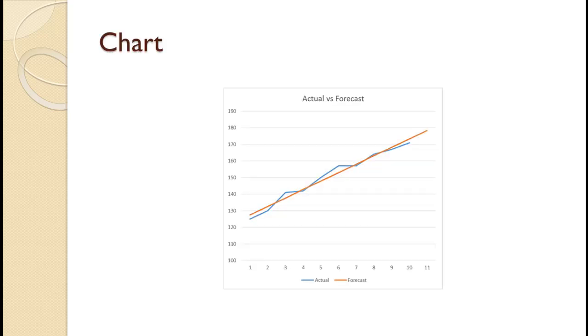The slide shows a chart of the actual and forecast values. Notice that the two are very close and that the forecast in orange is sometimes above and sometimes below the actual values in blue. Therefore, we do not expect to find bias.